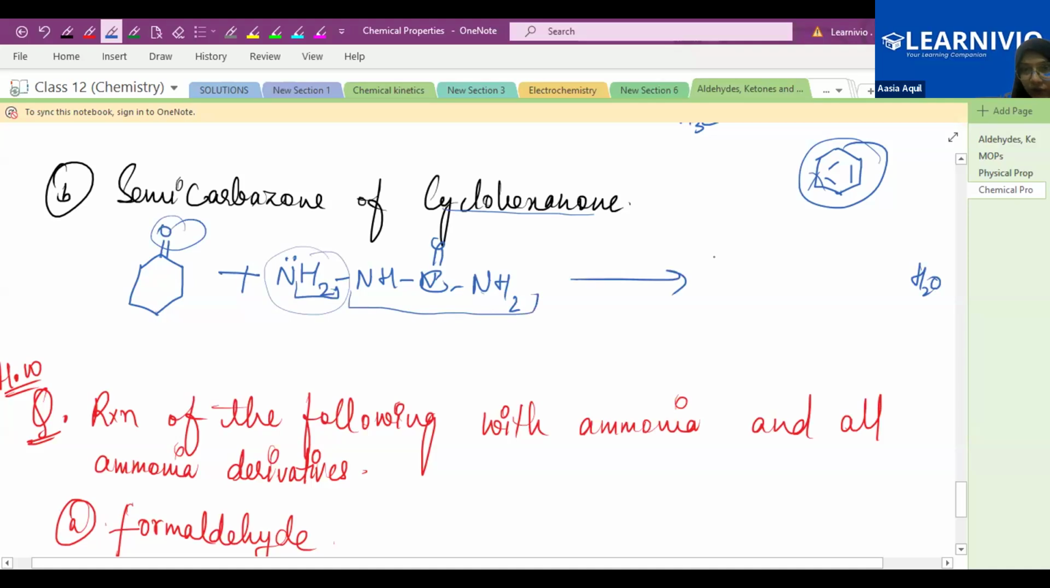NH, CO, NH2. So this is the cyclohexane ring, and you have to attach from the carbon from which you removed the oxygen: this carbon double bond nitrogen, then this nitrogen, NH, CO, NH2. So this will be your compound. This is the semicarbazone of cyclohexanone. Clear, Aisha? Yes.